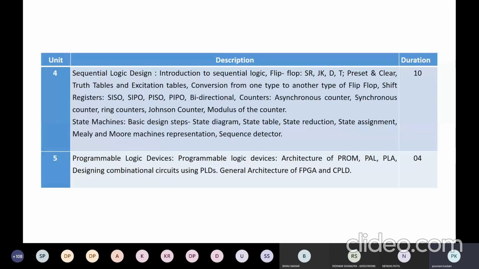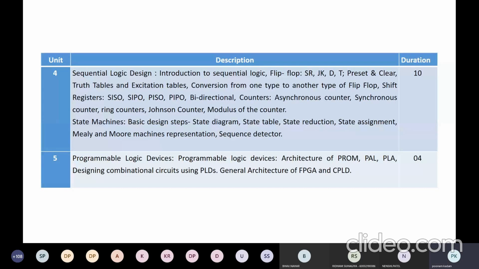Okay. So, programmable logic devices, which is the fifth unit of the course. Here you are going to learn about various programmable logic devices and how to use these devices to build digital circuits. Okay. So there are certain varieties of ICs available in the market which can be programmed as per the user's wish. And these kind of ICs are called programmable logic ICs.